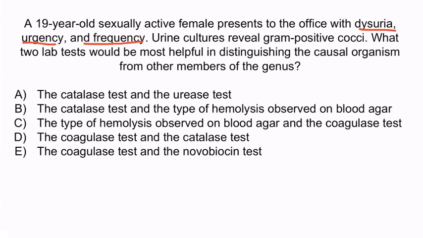Okay, from the question stem, hopefully you notice that this girl is presenting with dysuria, urgency, and frequency, which is consistent with a UTI. The fact that she's young, sexually active, and urine cultures have revealed gram-positive cocci all suggest a diagnosis of Staphylococcus saprophyticus. With this in mind, we're asked about the 2 lab tests that can help us distinguish this organism from the other members of this genus. And do you remember the other members of this genus? Staph aureus and Staph epidermidis. Hopefully now that we've covered each of these bugs, you were able to think about each of the images and come to the right answer, which is E, the coagulase test and the novobiocin test.